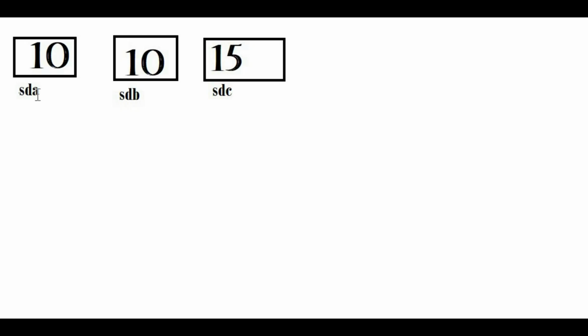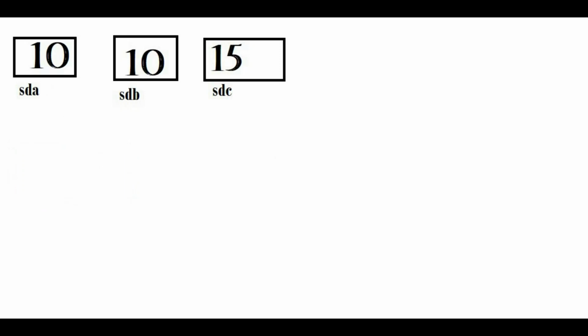Now I have SDA, SDB, and SDC, and I want a partition with a size of 25 GB. I will not be able to create a partition of 25 GB because the disks are 10, 10, and 15. If I want a partition of 25 GB, I have to create one more disk and attach it to the system with a size of around 25 GB. That is also one limitation.